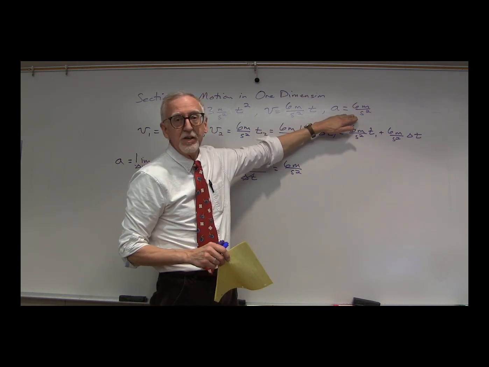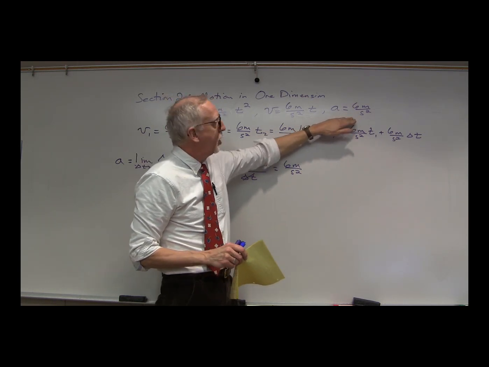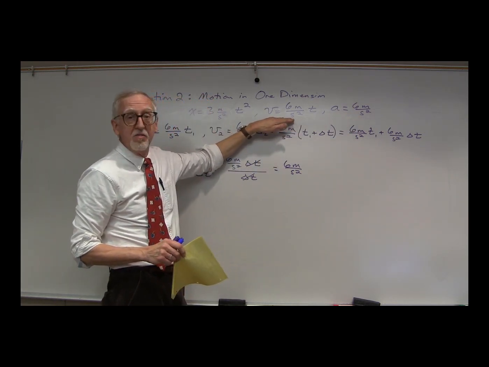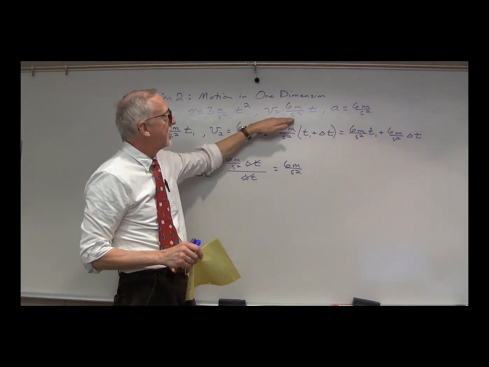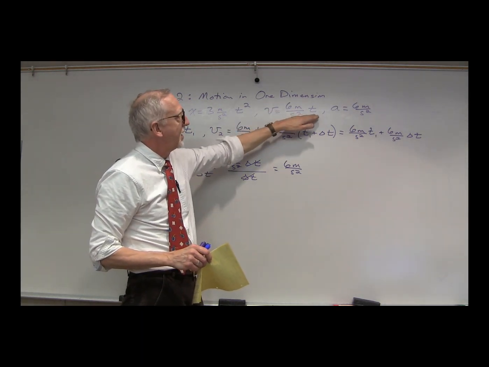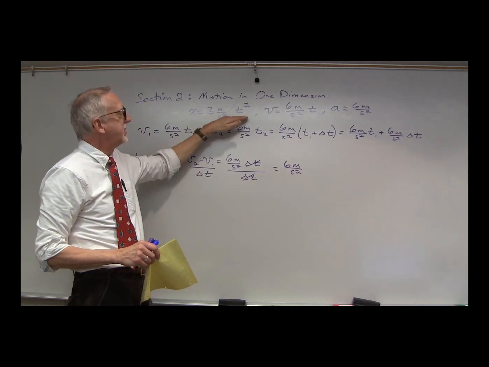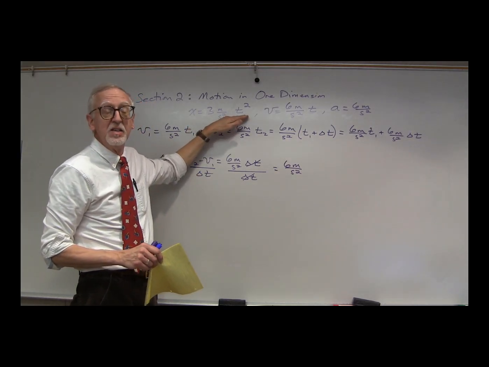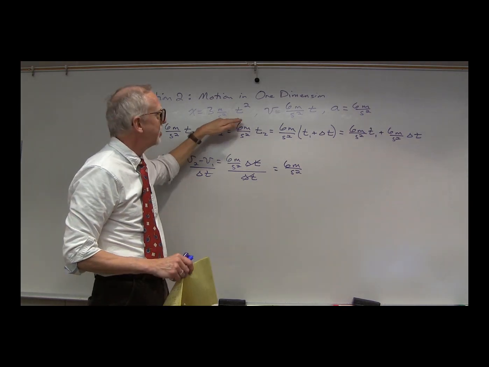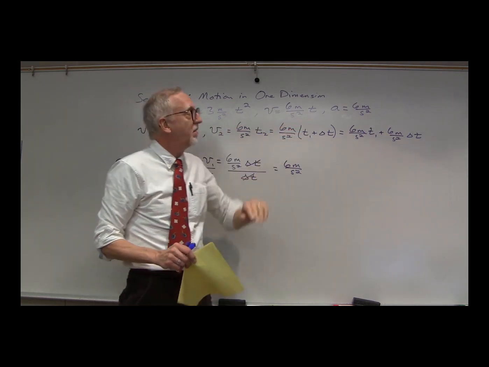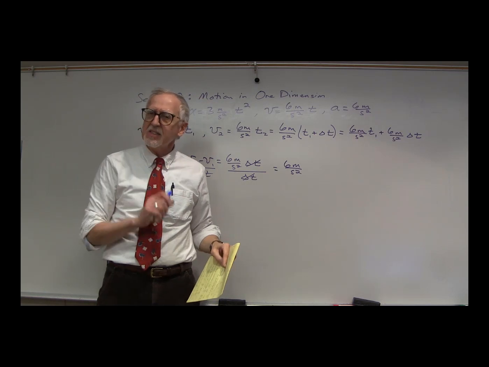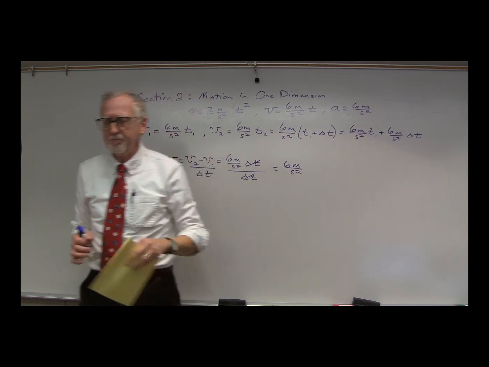A constant acceleration of 6 meters per second squared gives us a velocity that's increasing with time, 6 meters per second squared times t, which then gives us a position that is increasing with time, but it's increasing as t squared as opposed to linearly with t. All right, very interesting. Let's go along with this a little bit more.